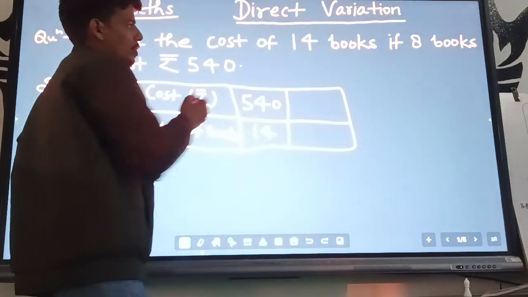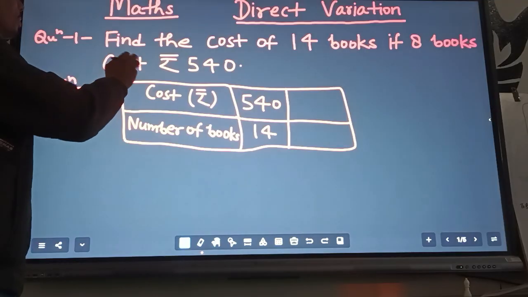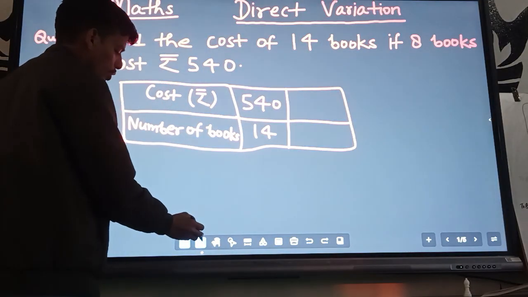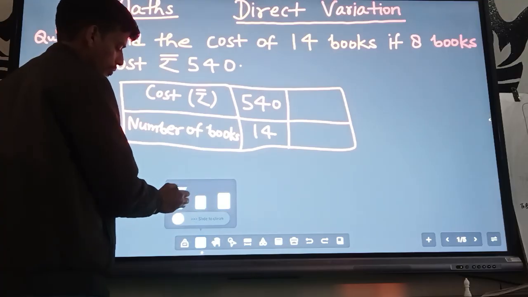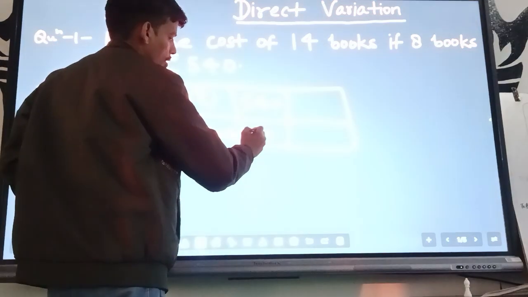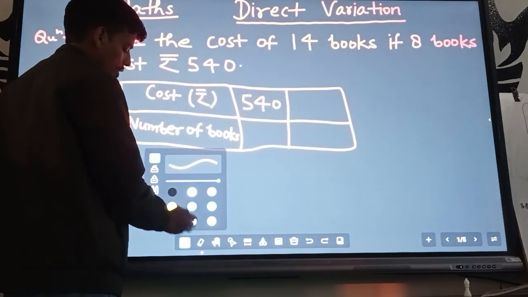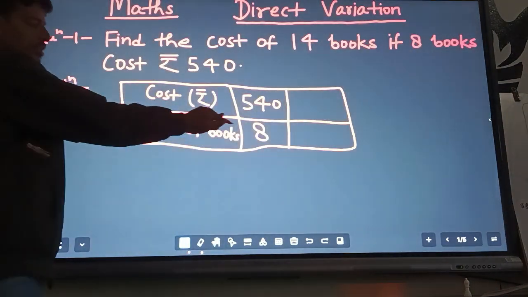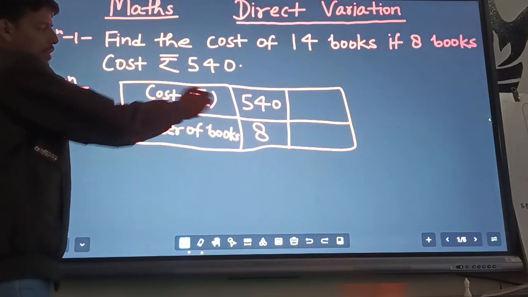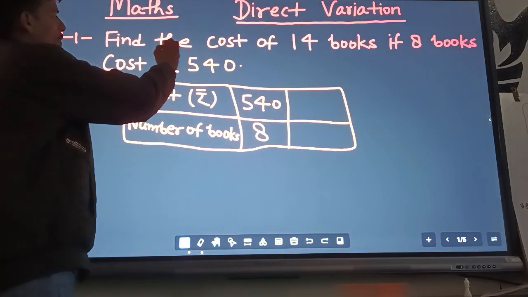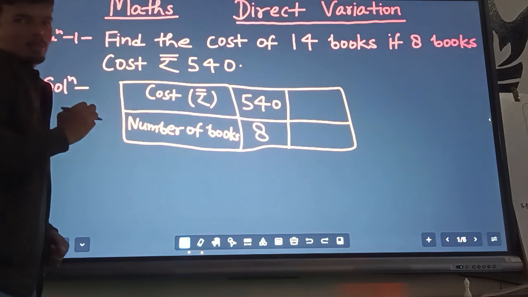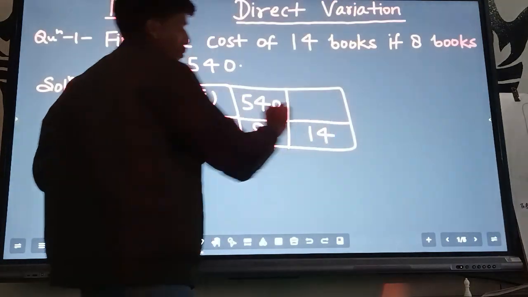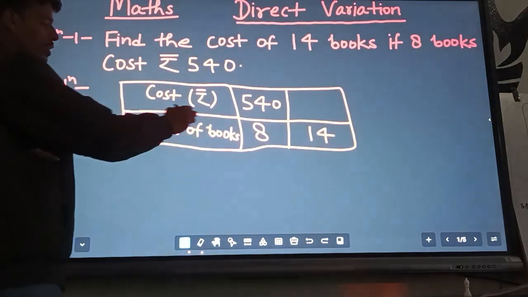Now we find the cost of 14 books. It is the price of 8 books. Means the price of 8 books is rupees 540. Find the cost of 14 books. So second, number of books is 14.